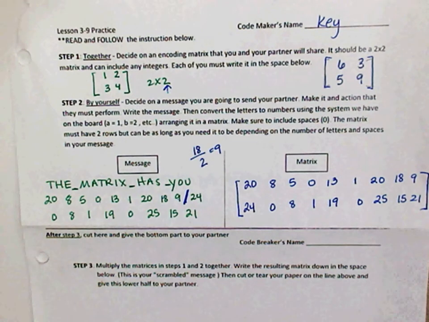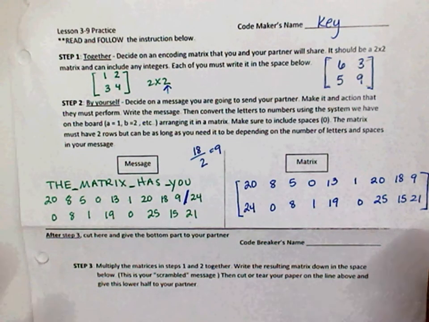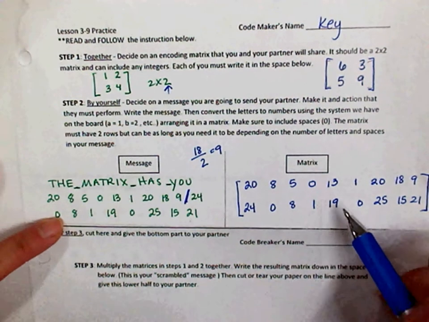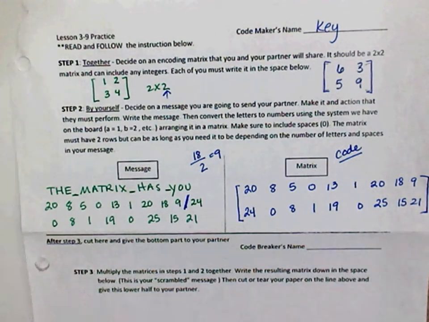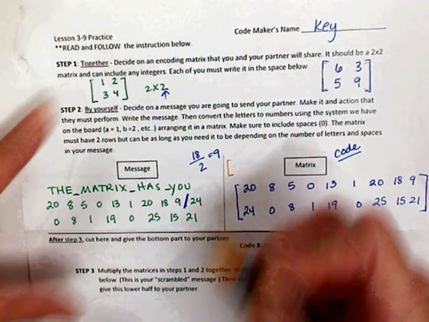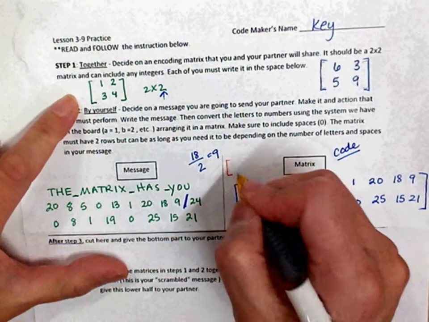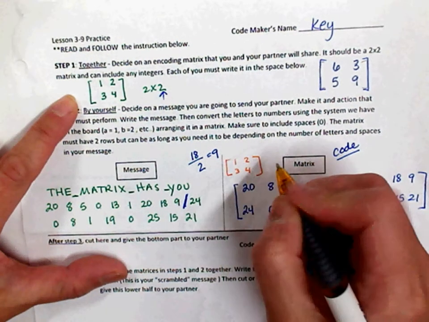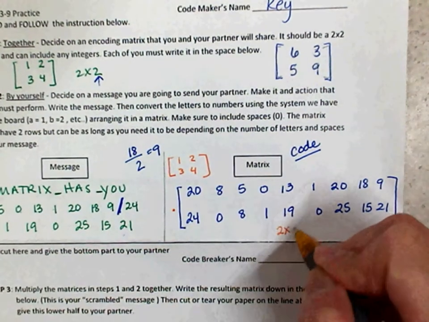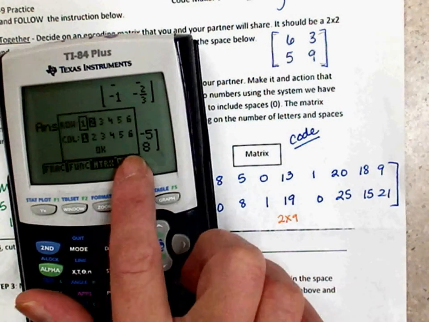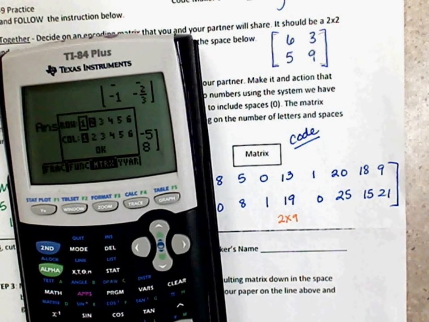Next part. You are going to encode this. To code, you're going to take your code and multiply it times this matrix. Now, I have a 2 by 9. If I did alpha zoom, the biggest one I can have is a 6. So can I do alpha zoom? No, you're not going to be able to do alpha zoom.